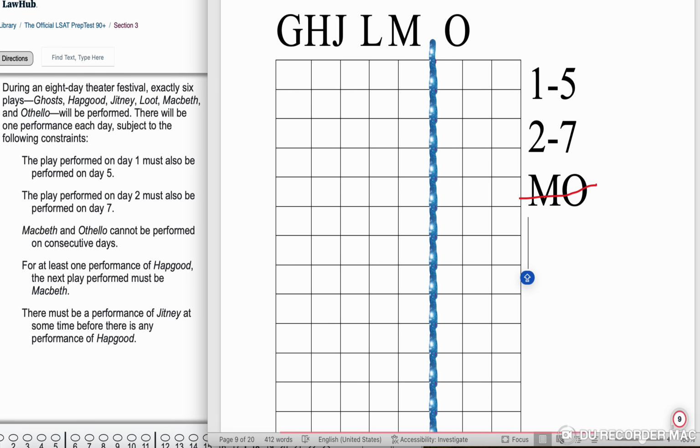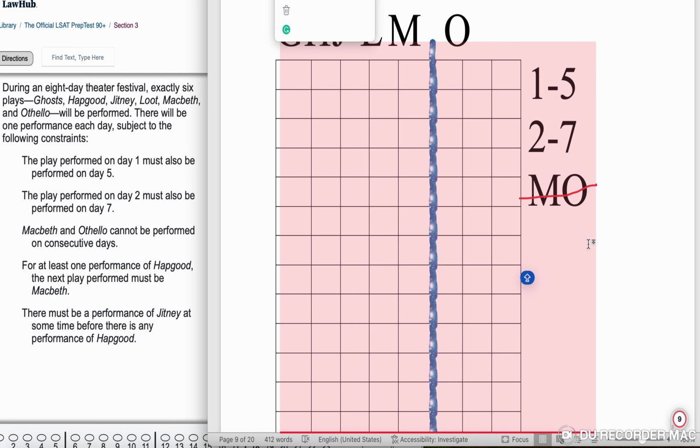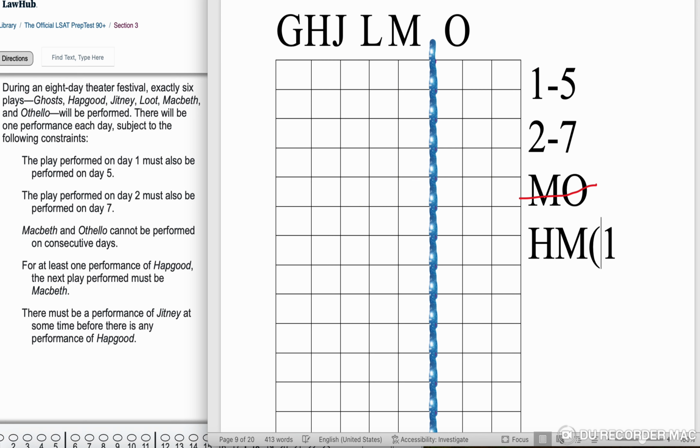For at least one performance of H, the next play performed must be M. This is only going to happen once, at the minimum. There must be a performance of J at some time before there is any performance of H. So J before H.